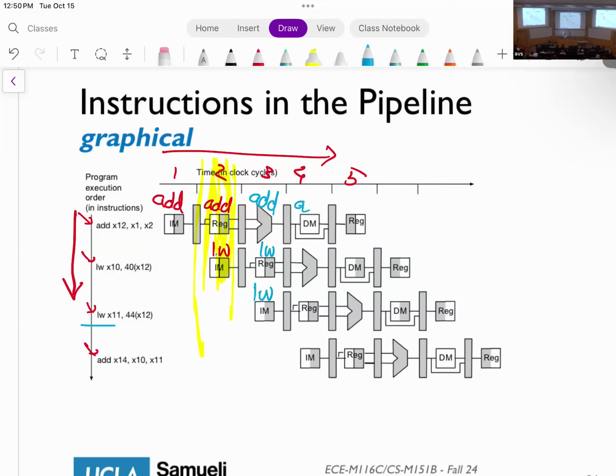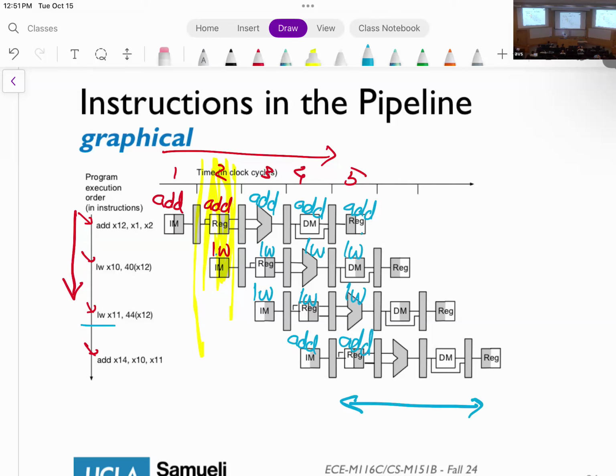Then in the fourth cycle, my add goes to the mem stage, my load word goes to the ALU stage, the other load word goes to the decode stage, and the final add comes here, and then this one goes here, this one comes here, this one here, and this one here. I don't have any other instruction, that's why we don't continue this here. But if I have a long list of instructions, then this keeps happening, right?